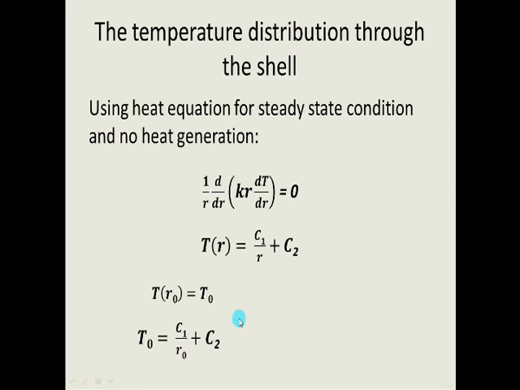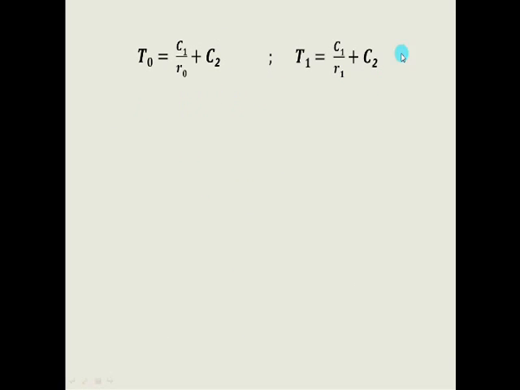Then the temperature at the outer shell is also known as T1. Again, by substituting this value to the equation here, we can have this equation. These equations we will use for determining the equations that will define C1 and C2. So we have established this.